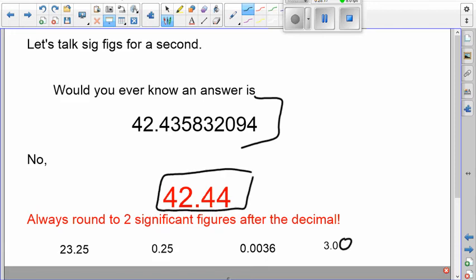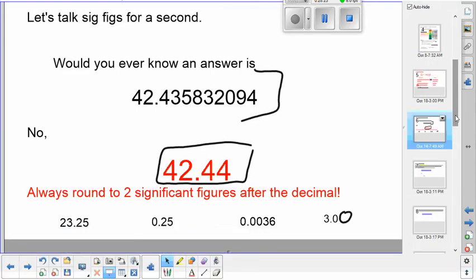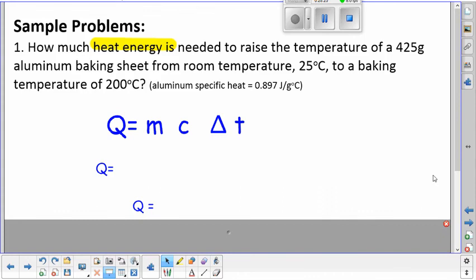Something like that. All right, now that I mentioned that, let's go ahead and do some calculations. Oh, goodness. My smart board is a little saucy today. Got some Monday sauce. All right, here we go.